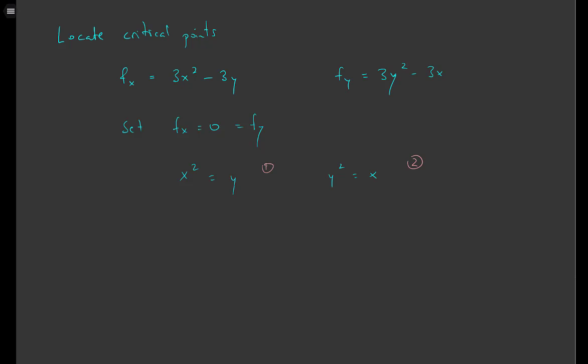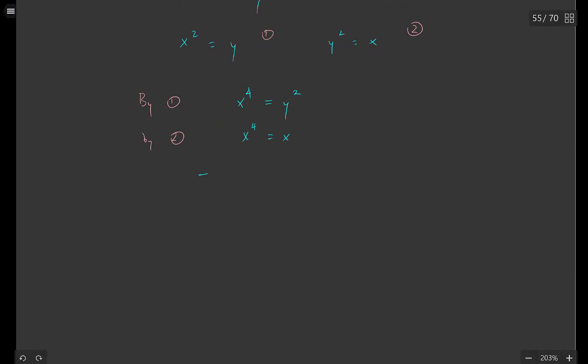As usual, the first step in solving a system of equations is to eliminate one of the variables. So let's take equation 1 and square it, and we'll get x to the power 4 is equal to y squared. And then if we use equation 2, which says y squared is equal to x, we can replace that right-hand side, y squared, with an x. So we get x to the power 4 is equal to x. Now we just need to solve this equation for x.